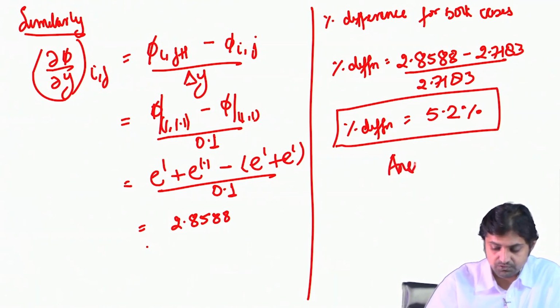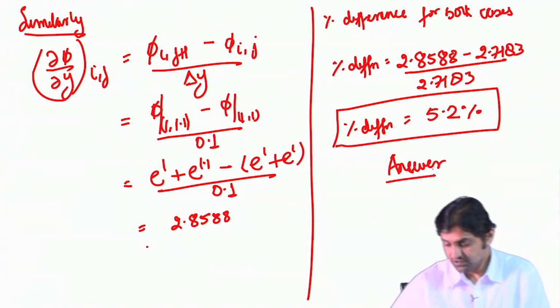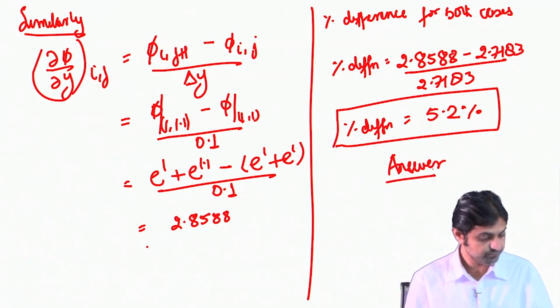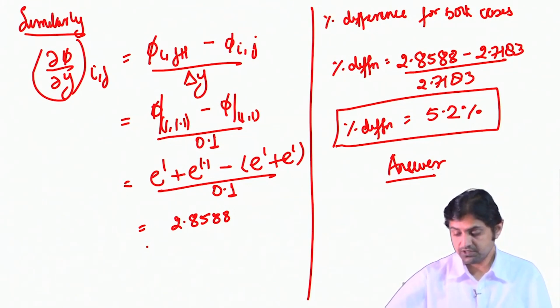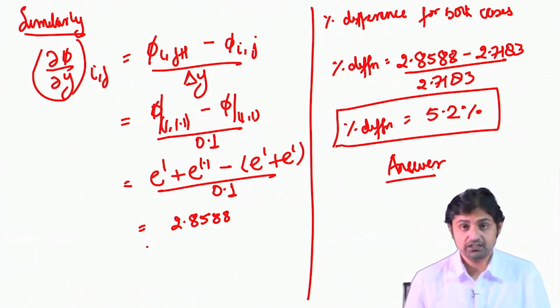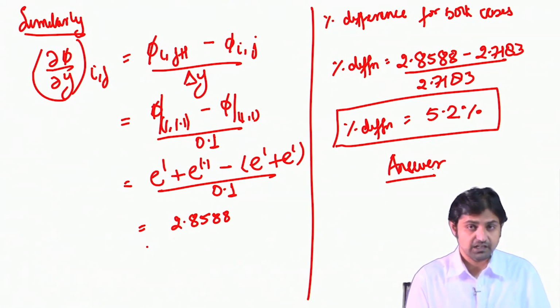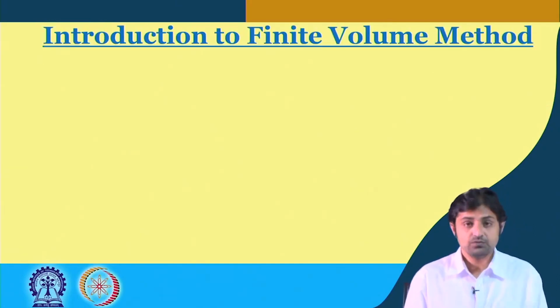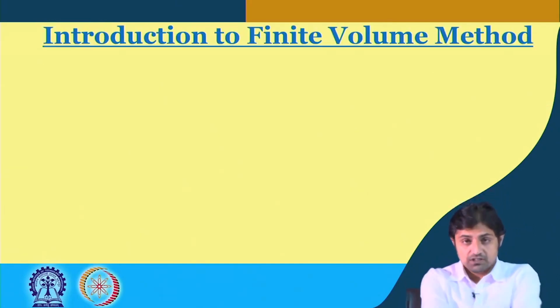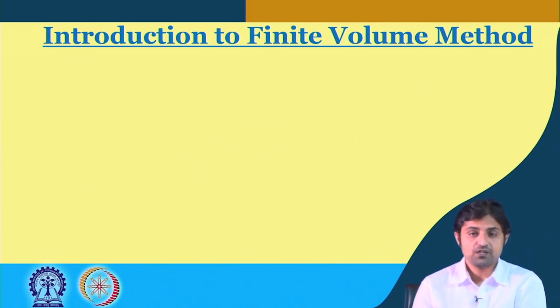so this is the answer. All right, so this was the simplest question and solution for demonstrating the percentage difference and the concepts that we have learned in the last lecture. So we proceed from this point now to, we mentioned other schemes of meshing, that is the introduction to finite volume method.